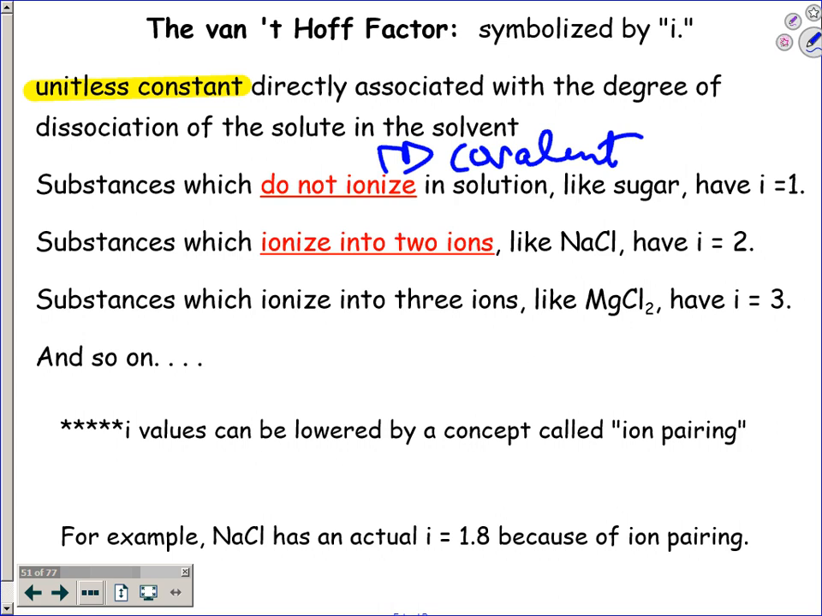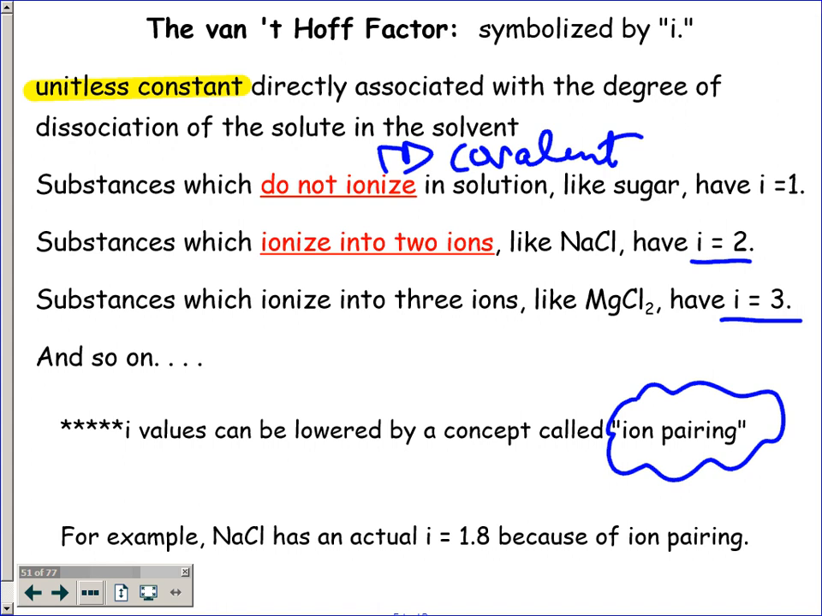Ionic substances like sodium chloride or magnesium chloride have an I factor of 2 or 3. Of course, these are predicted. We assume that 100% of those ions are breaking apart, but there is a phenomenon we see called ion pairing. They're ions, right? They're attracted to each other, so they can kind of come back together in solution. So maybe not 100% of sodium chloride will break apart to make 2 ions. There might be some that kind of stay together.